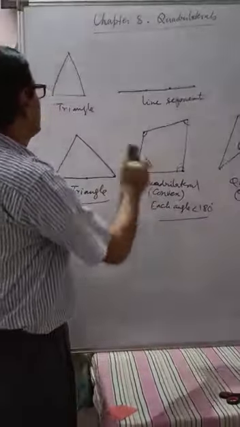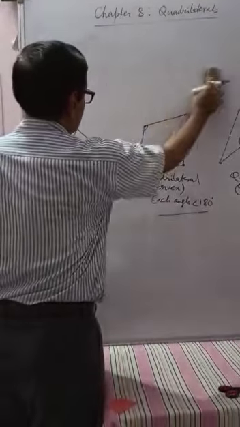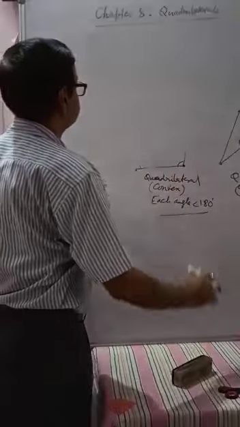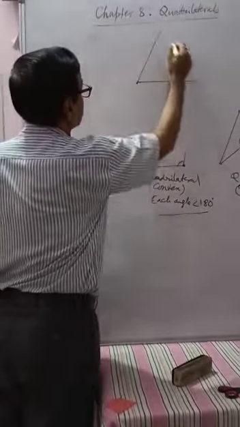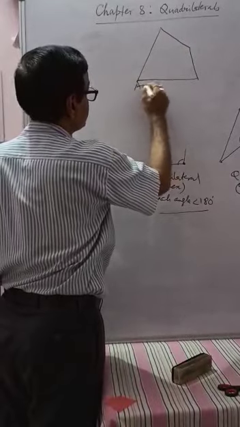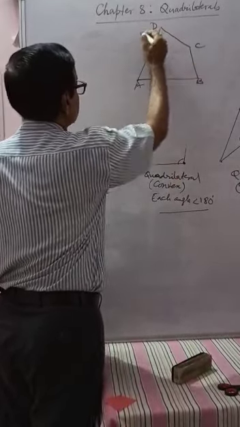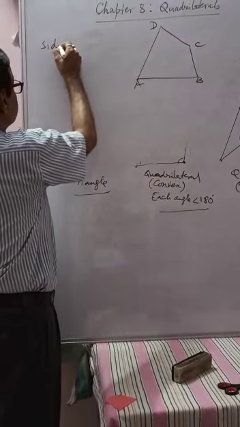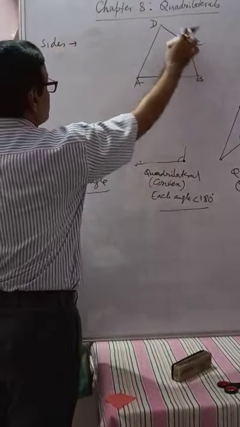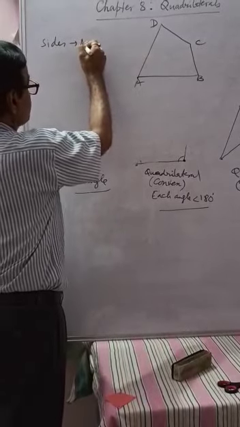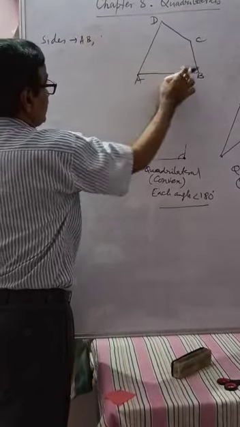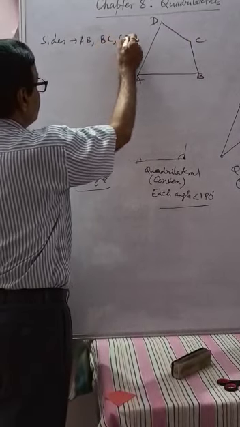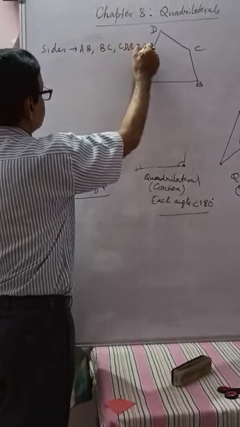Now let us see what are the parts of a quadrilateral. Suppose this is a quadrilateral ABCD. Then what are the parts of this quadrilateral ABCD? So there are sides. How many sides? There are 4 sides. What are the sides? One is AB, another is BC, CD and DA.